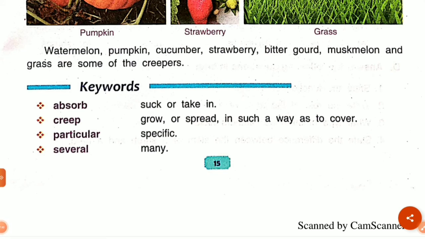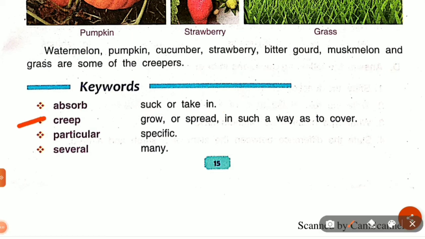First keyword is absorb. Where did we read the word absorb? In the trees. The tree's roots are very strong and go deeper into the soil to absorb the water. So what is the meaning of absorb? It is to suck or take in. So it absorbs the water and gives it to the tree. That is correct. What is the next one?